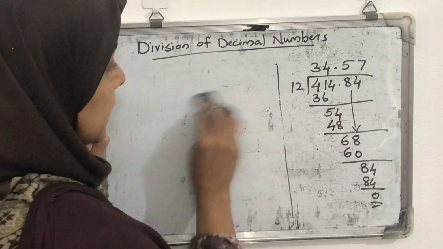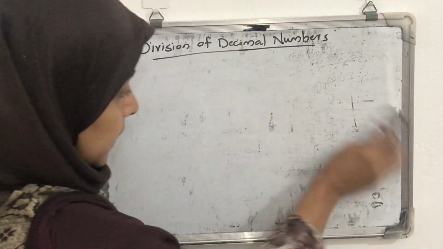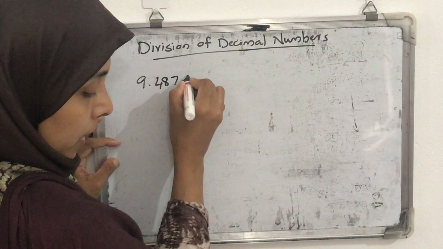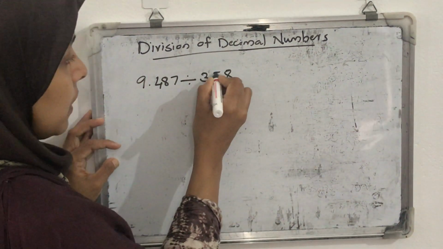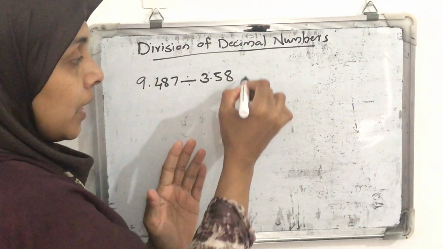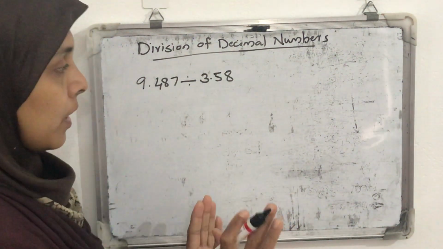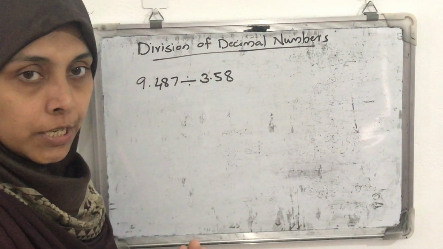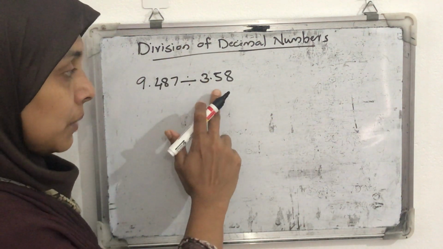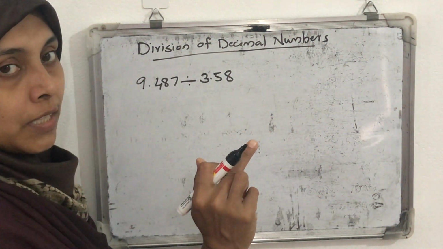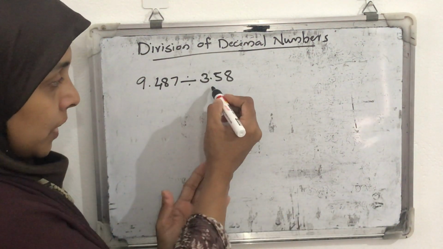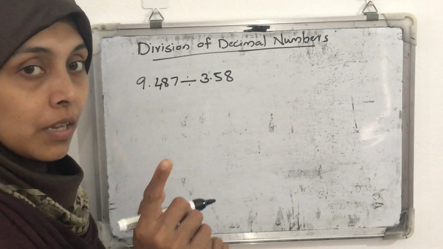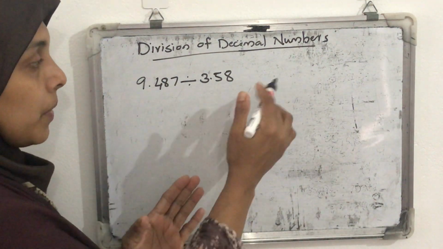9.487. One example question from the textbook. You can see that question in the textbook also. 9.487 divided by 3.58. Now you look here, we are only concerned with the divisor part. Dividend, don't care now. Now 3.58. We want to divide by this decimal number 3.58. Now you count how many decimal places there are. 2 decimal places. To convert this 3.58 into a whole number, we want to multiply it with 100. Then only it will become a whole number.